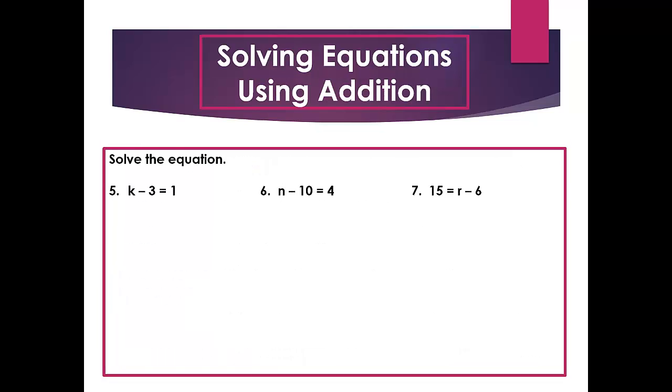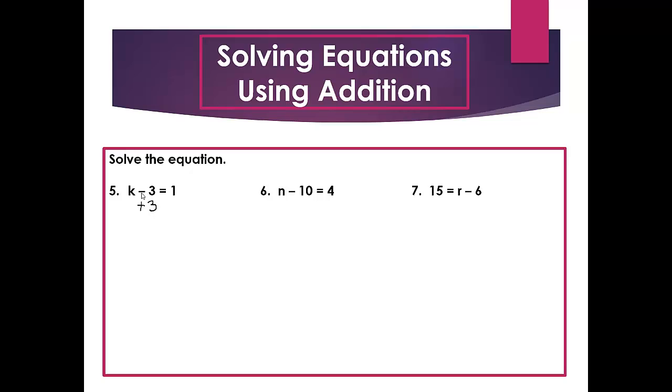Now we're going to look at solving equations using addition. So we're going to solve the equation. So for number 5, we have k minus 3 equals 1. We want to look at the side of the equation that has our variable. So we're going to look at the left-hand side. We have k minus 3. We want k by itself. So if we are subtracting 3 in our problem, we want to do the opposite, or the inverse operation. The opposite of subtracting 3 would be to add 3.